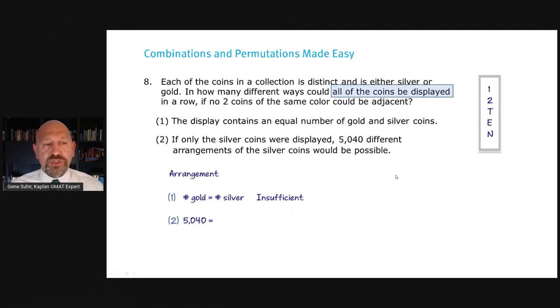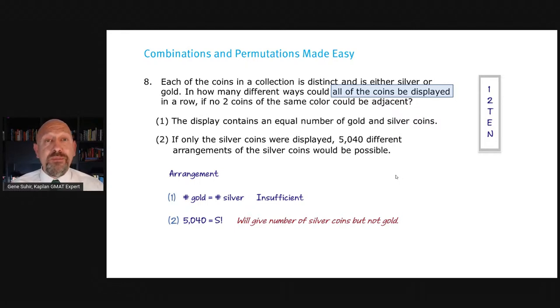Now, what about statement number two by itself? Well, statement number two by itself tells us if only the silver coins were displayed, 5,040 different arrangements, let's say S for silver factorial, would be possible. Now, from statement number two, we can find the number of silver coins, but that doesn't give us the gold. Now, if you're wondering, wait a second, Gene, from statement two, if we could find the number of silver, doesn't that mean we also know the number of gold?